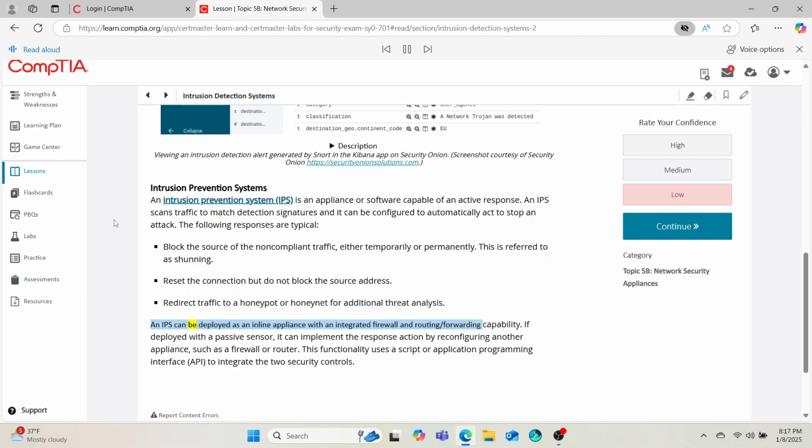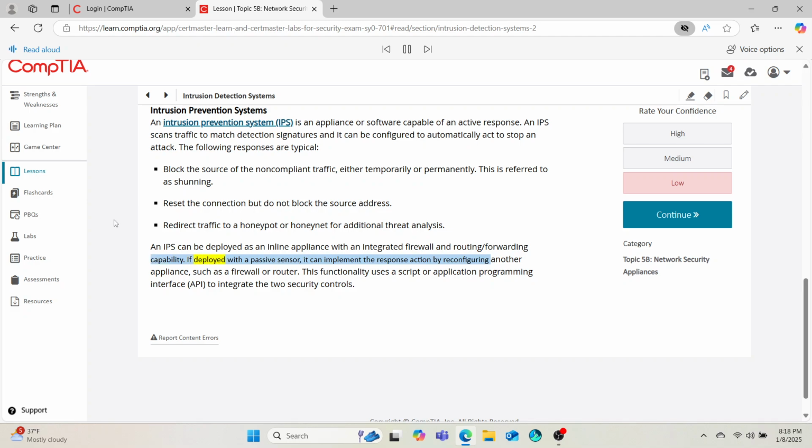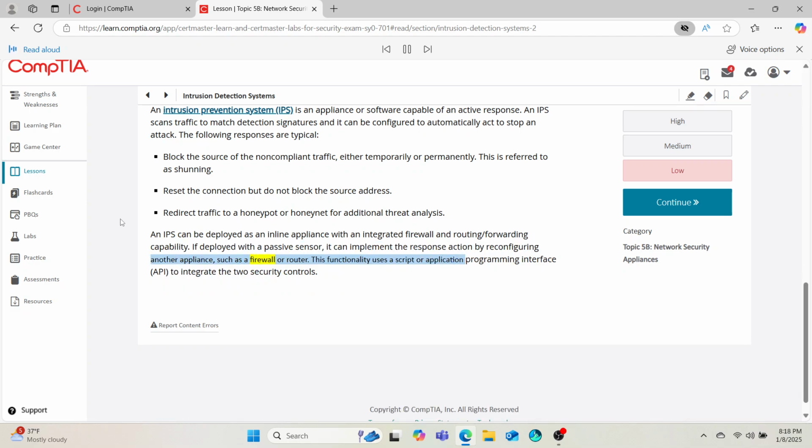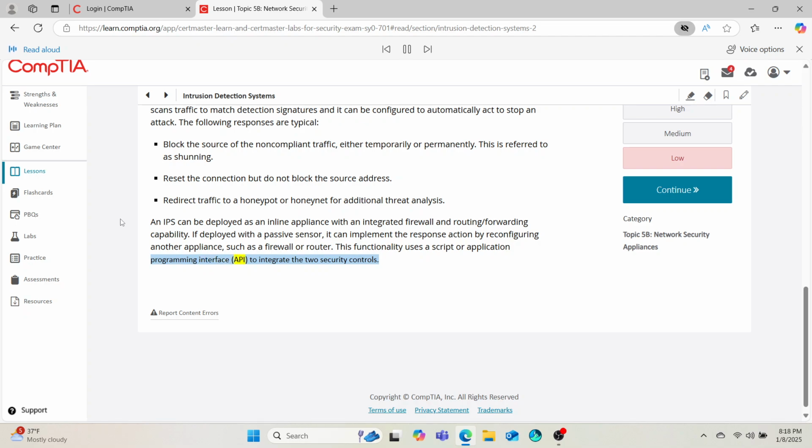An IPS can be deployed as an inline appliance with an integrated firewall and routing/forwarding capability. If deployed with a passive sensor, it can implement the response action by reconfiguring another appliance, such as a firewall or a router. This functionality uses a script or application programming interface, API, to integrate the two security controls.